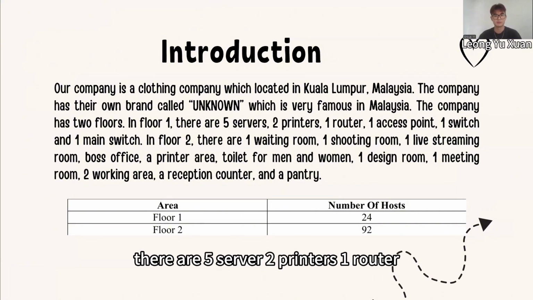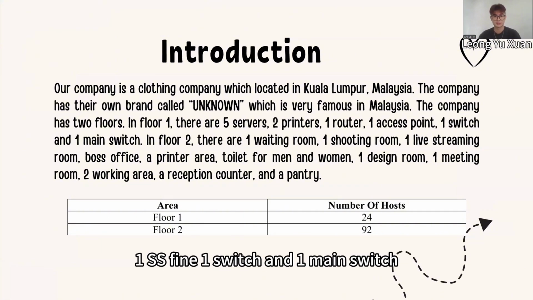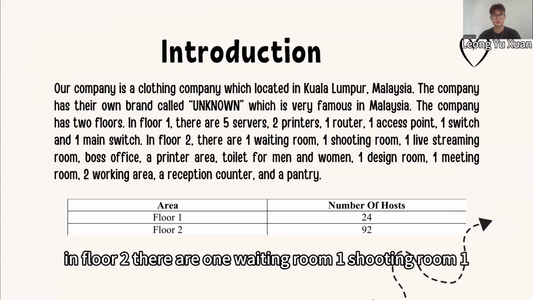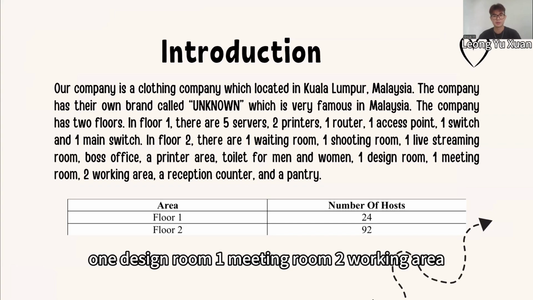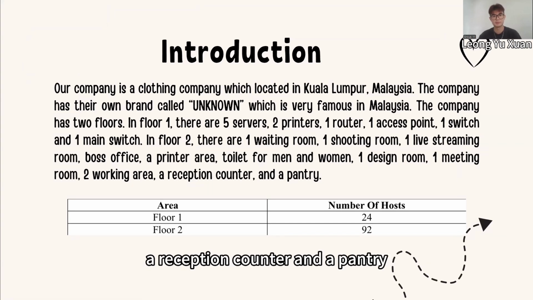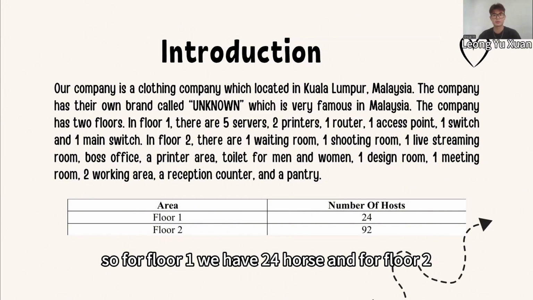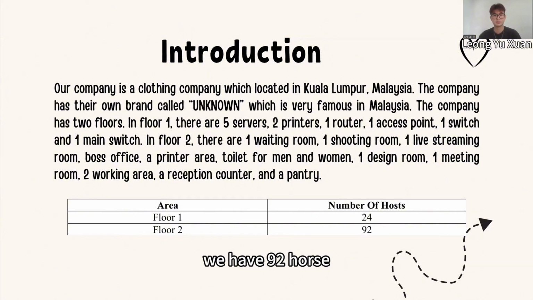On floor 1, there are 5 servers, 2 printers, 1 router, 1 access point, 1 switch, and 1 main switch. On floor 2, there are 1 waiting room, 1 shooting room, 1 live streaming room, boss office, a printing area, toilets for men and women, 1 design room, 1 meeting room, 2 working areas, a reception counter, and a pantry. For floor 1, we have 24 hosts, and for floor 2, we have 92 hosts.